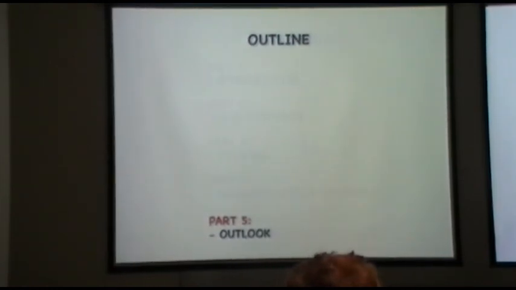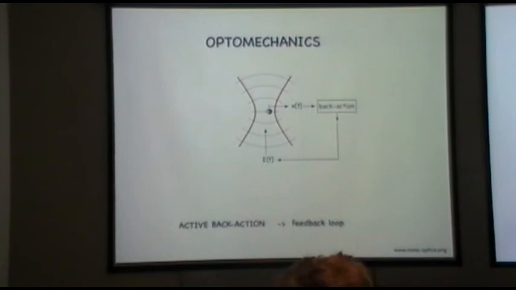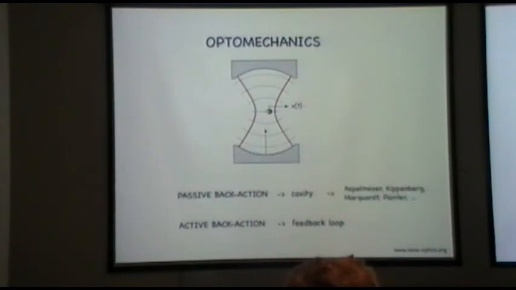Okay, so let me now come to the end here to give you an outlook of where we're heading. So all I talked about is about this system. We monitor the particle and we act back on it, and we use here a feedback loop. Now, other people in the field don't use an active feedback loop. They put the cavity in here, but they also achieve a feedback. It's a passive feedback, where I don't have to observe what's happening. Basically, when the particle moves, it detunes the cavity, the field changes, the radiation pressure changes, and the force on the particle changes. Right? So that is a back action.